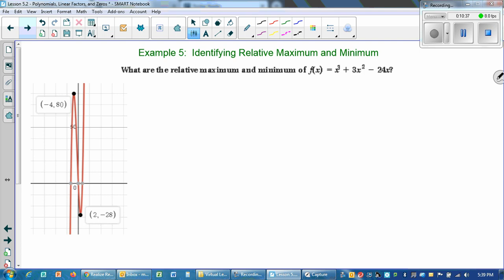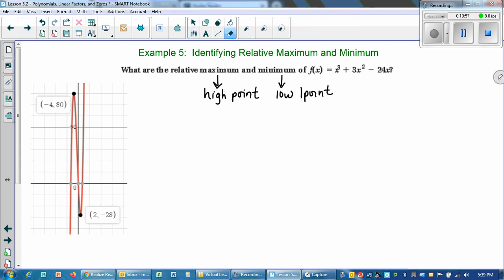So in a graph, you have high points and low points. A maximum value is the high point on the graph. And a minimum value is the low point on our graph. Oh, I spelled low point really wrong. Sorry, guys. All right, so we have our high point, we have our low point. This is our high point, making this the maximum value.